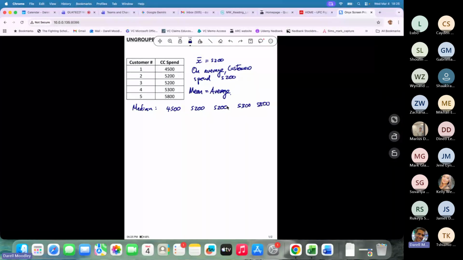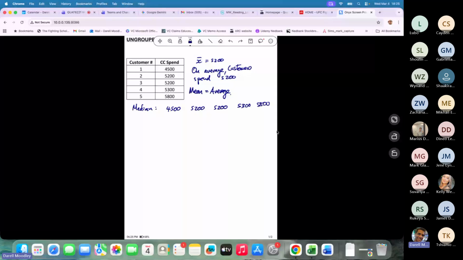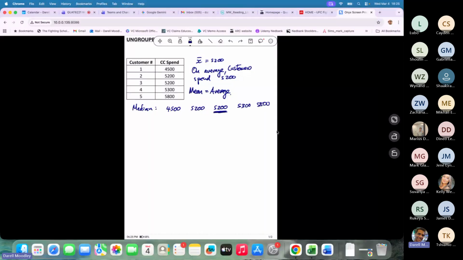Now, because there's 5 values, it's kind of easy to pick up where the middle number is. And some of us can just see it. We can see it here. This is the middle number. Why? Because you've got 2 on the left and 2 numbers on the right. So this has to be the middle number, and that's your median. Okay, so your median is 5,200.